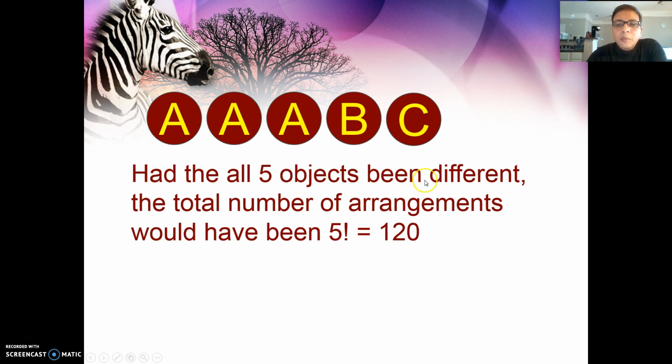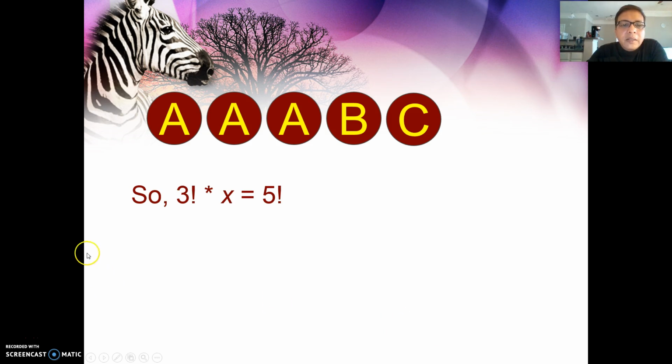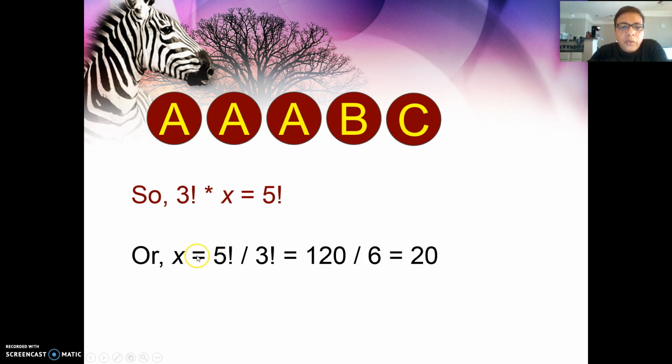Had all 5 objects been different, the total number of arrangements would have been 5 factorial, which is 120, but 3 of them are the same. Had all 5 objects been different, each of the X arrangements, which we considered the final number of arrangements, would have produced 3 factorial equal to 6 arrangements. So we get the identity 3 factorial times X equal to 5 factorial. So we get X equal to 5 factorial by 3 factorial, which is 120 by 6 equal to 20.